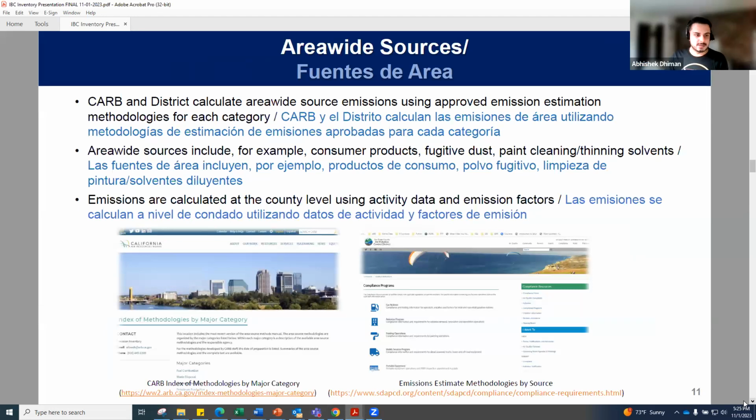So the next source is area-wide. For area-wide sources, both CARB and the district calculate emissions using approved methodologies for each category at the county level. These sources include consumer products, fugitive dust from construction, and residential fuel combustion. As an example, residential fuel combustion includes the use of fireplaces and water heaters at home. If you are interested in reading more about these methodologies, please visit the website below for more information. Next slide, Jenny.